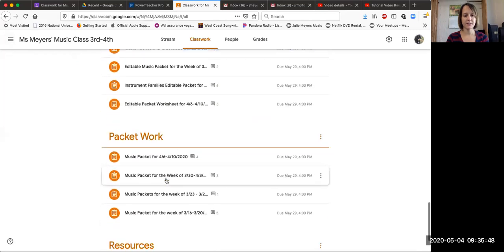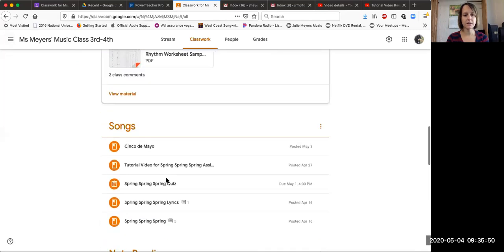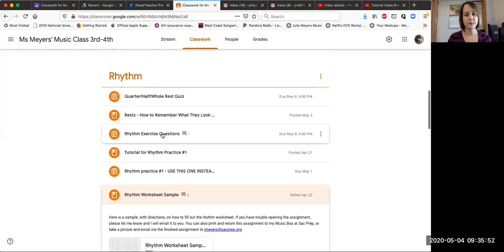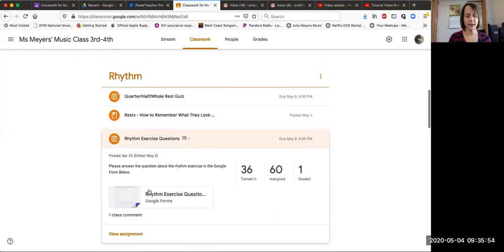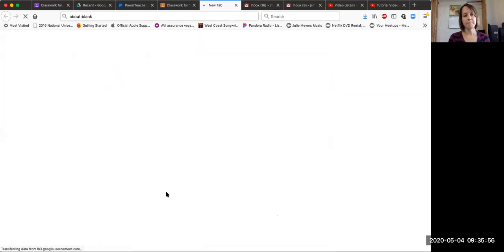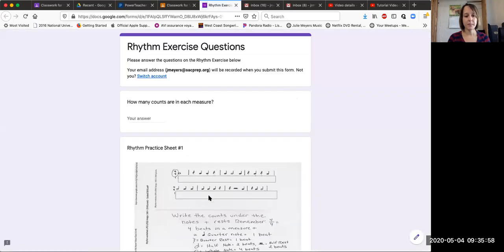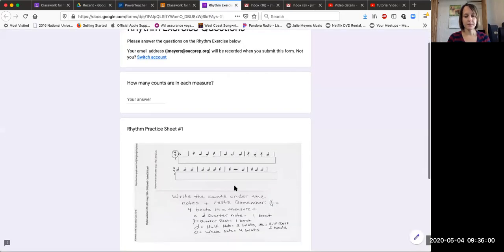Okay, so let's get back to where the rhythm is. Here we go. Okay, so rhythm exercise questions. Click on the form, it opens up. So here was that rhythm practice. Remember, 4/4 equals 4 beats in a measure. You could see that 4 beats in a measure. How many counts are in each measure? Your answer should be 4. Okay, that should be your answer.